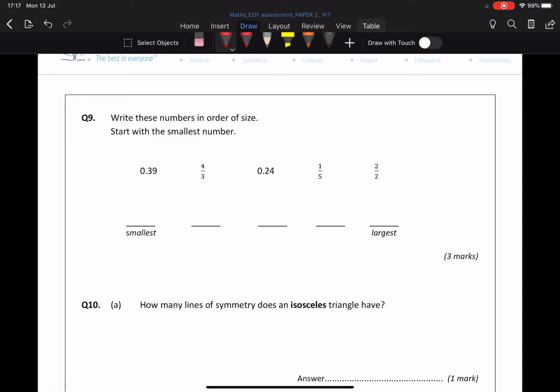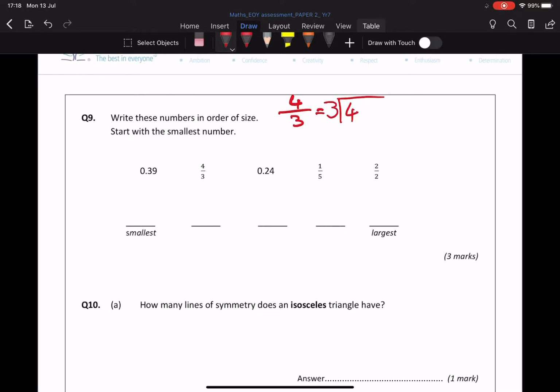So what I need to do is make these equivalent to one another. In this case, it is easiest to make everything into a decimal, and then it's much easier for me to compare them. The first number is already a decimal, so that's not a problem. But I need to make 4/3 into a decimal. Remember that any fraction just means a division, so this means 4 divided by 3.